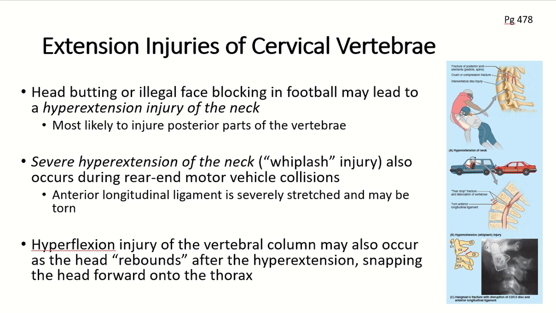Hyperflexion, on the other hand, of the vertebral column may also occur when the head rebounds backwards, right? So the hyperextension is when your head goes back and hits the headrest, or if the headrest is not there, just snaps back. And then what happens is a coup contrecoup: the head moves back forward, you get hyperflexion, where the head snaps forward onto the thorax. And this may lead to facet jumping or locking of the cervical vertebrae because of the dislocation of the vertebral arches due to that severe force.